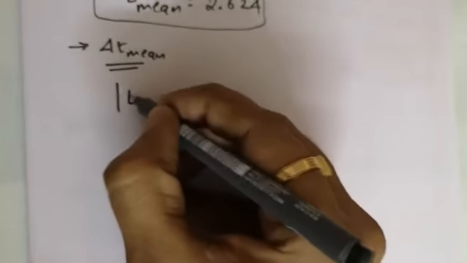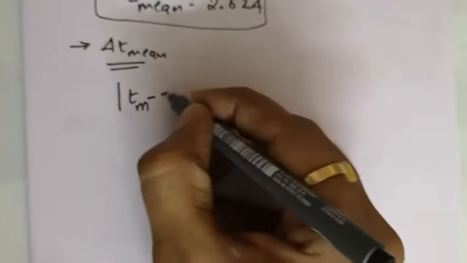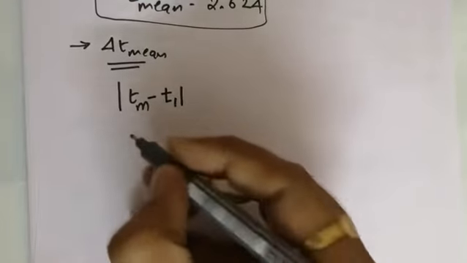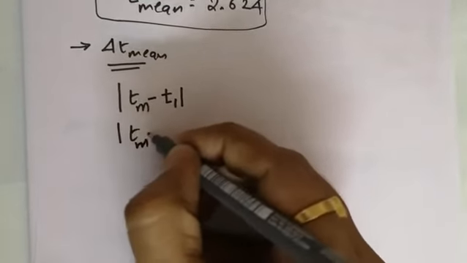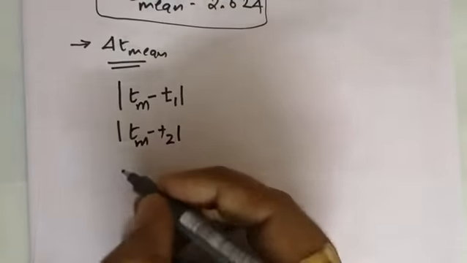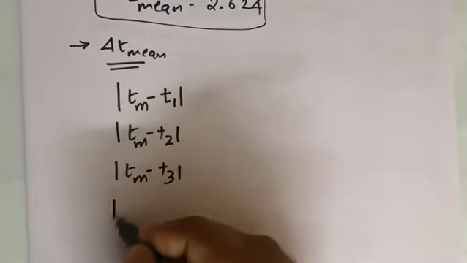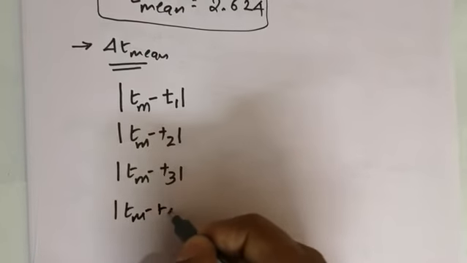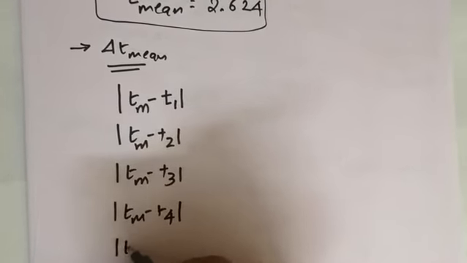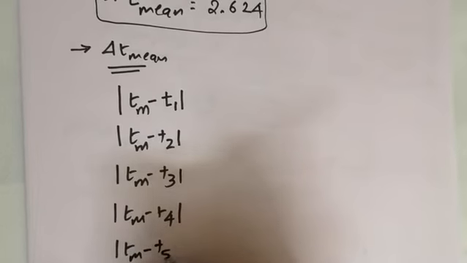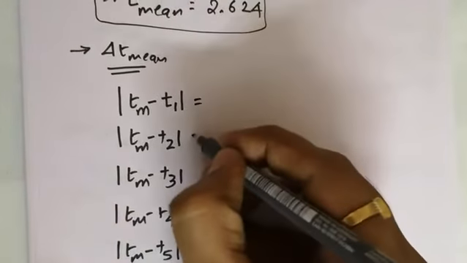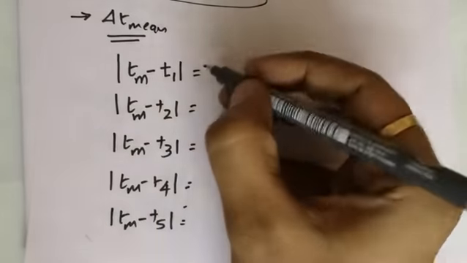So you are aware that what I have to do is first of all put a bracket: t of mean minus t1, t of mean minus t2, t of mean minus t3, t of mean minus t4, and t of mean minus t5. It means that I have just found all my data of t of mean.